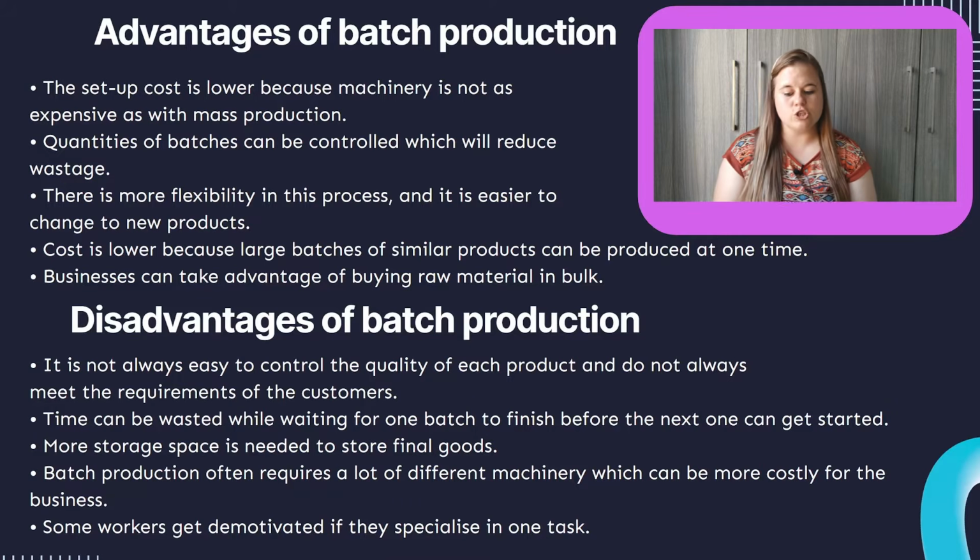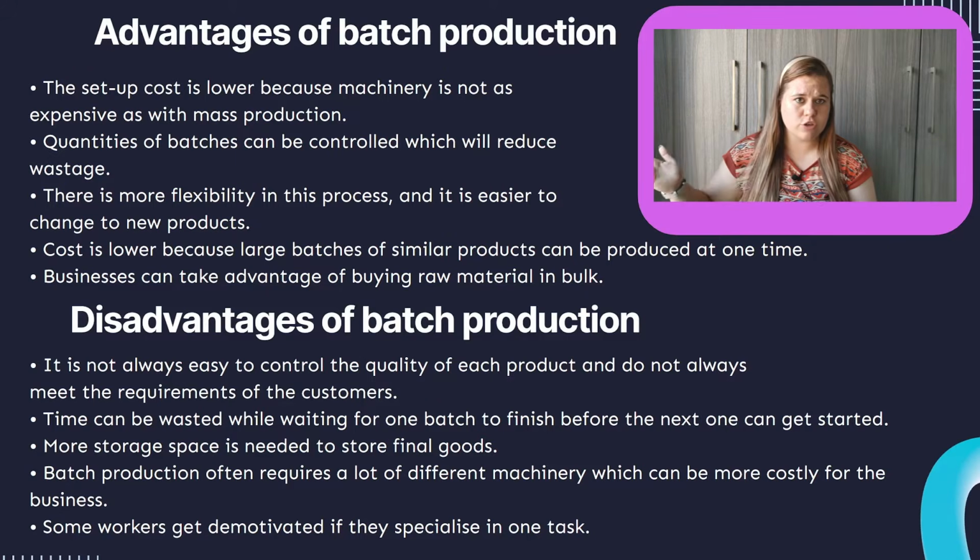Businesses can take advantage of buying raw materials in bulk. Now the disadvantages of batch production. It's not always as easy to control the quality of the product, and that does not always meet the standards and requirements of the customer. Time can be wasted while waiting for one batch to finish before another batch can get started. More storage space is needed to store the final goods because we're doing them in batches and there's lots of different goods that we are making.